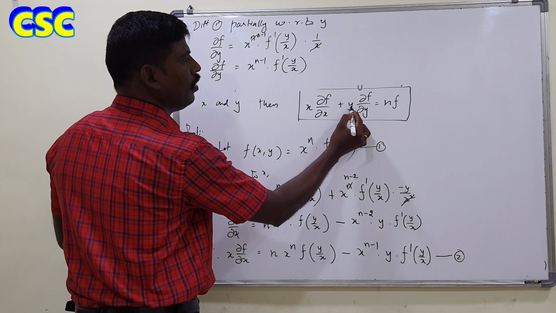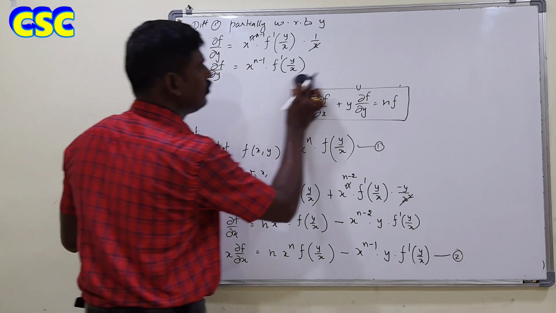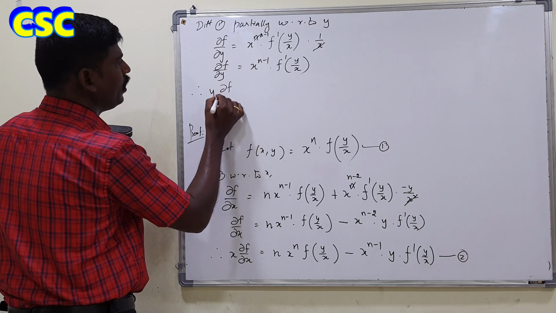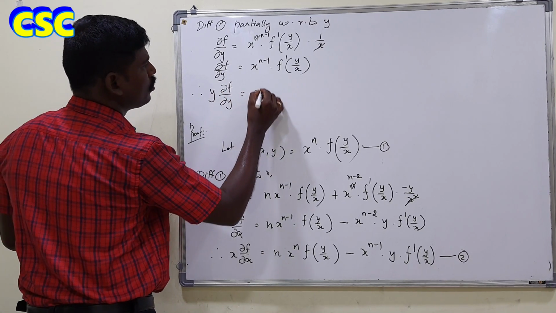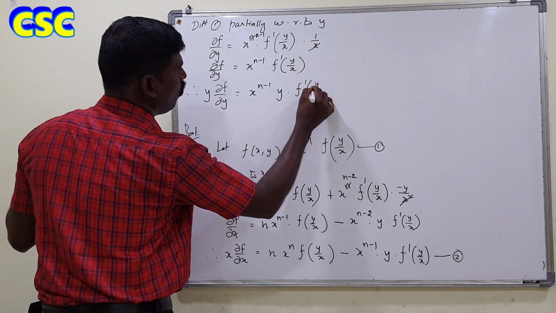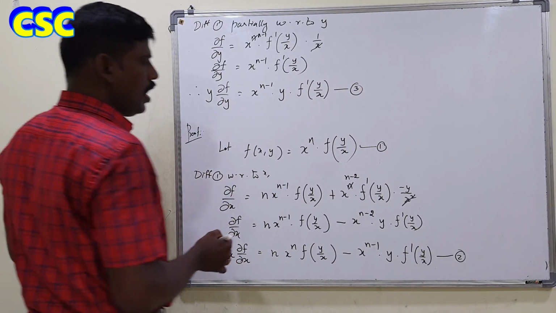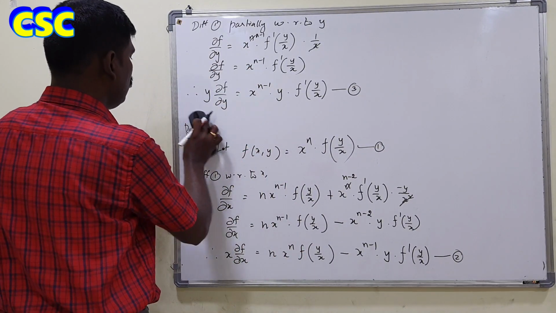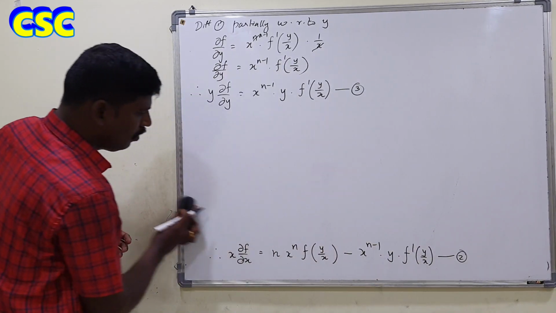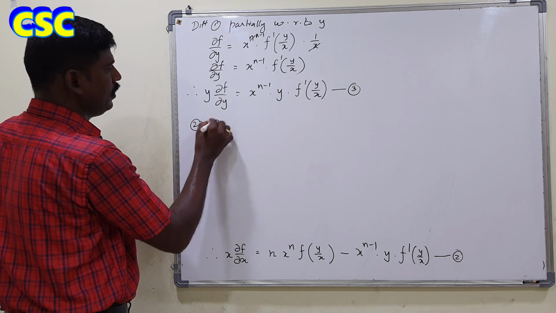Now I am going to multiply y with dou f by dou y, right? Therefore, y into dou f by dou y is equal to x to the power n minus 1 into y into f dash of y by x. I call it as equation number 3. Okay, adding 2 and 3, what do you get? That's all. You will get the answer, right? Where is 2? 2 is here, 3 is here. So now I am going to add 2 plus 3.